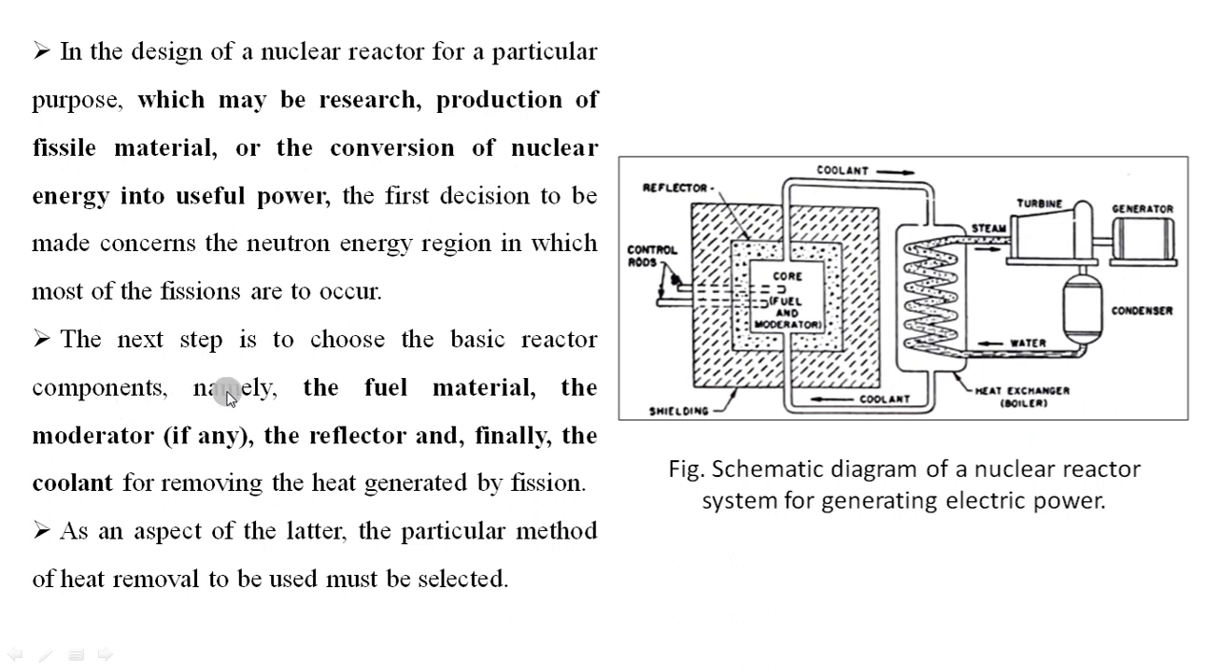The reactor components are fuel material, moderator, reflector, and the coolant for removing the heat generated by the fission. As an aspect of the latter, the particular method of heat removal to be used must be selected.